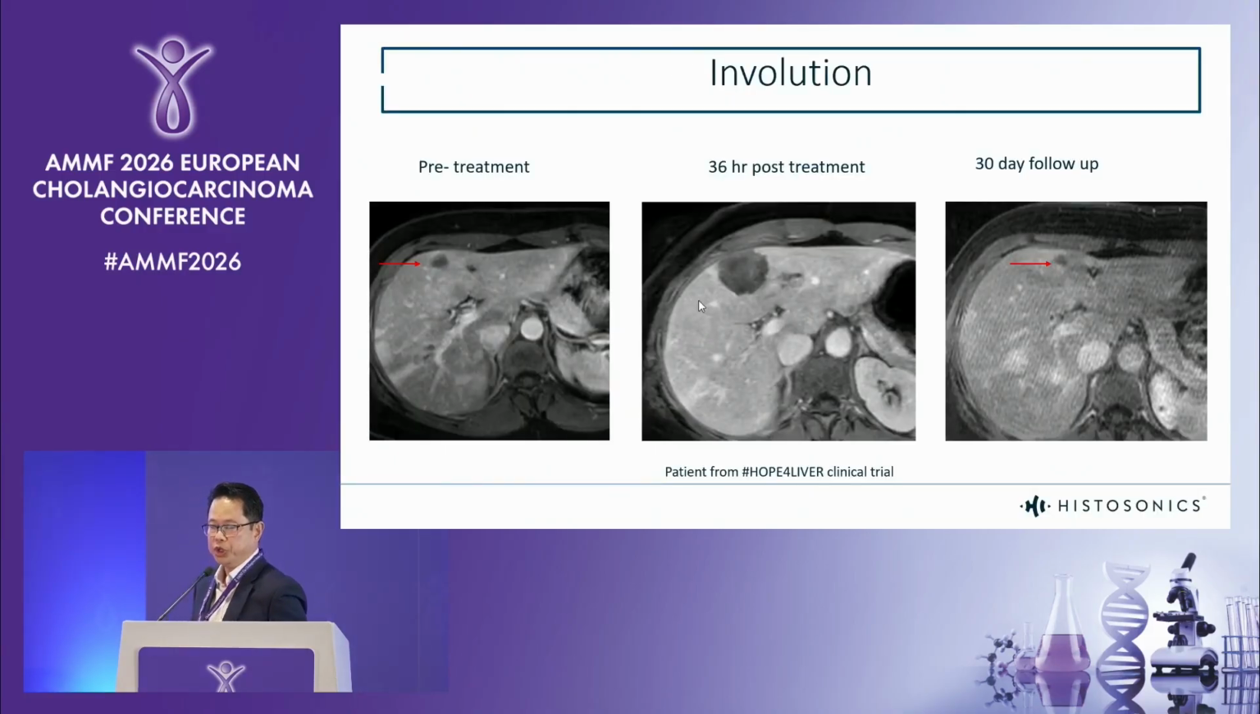I previously showed you the involution. So here's pre-treatment. This is the MRI scan. This is the left lobe, the right lobe of the liver, with the lesion or the tumor here. This is after treatment. Obviously, we need to create a margin, hence it looks bigger. And this is the involution after a month of follow-up.